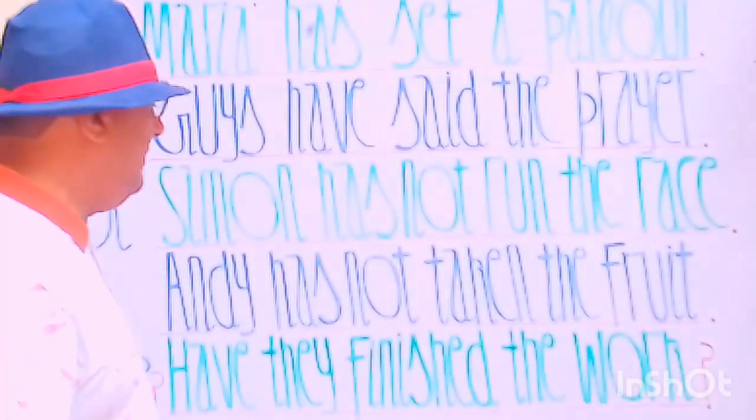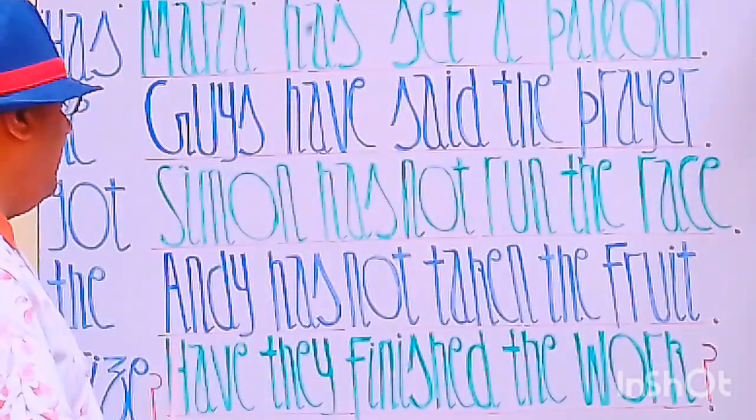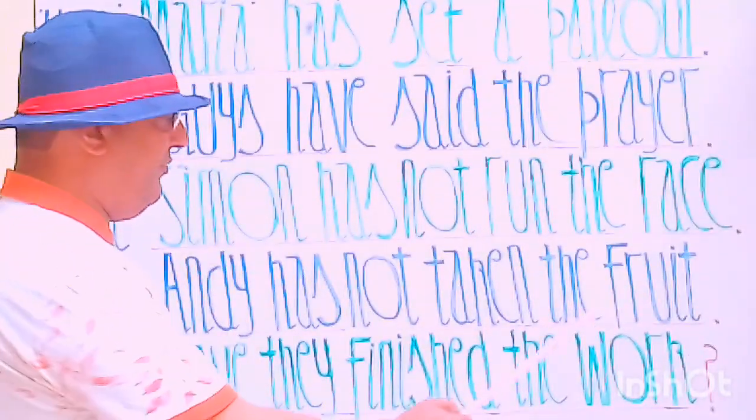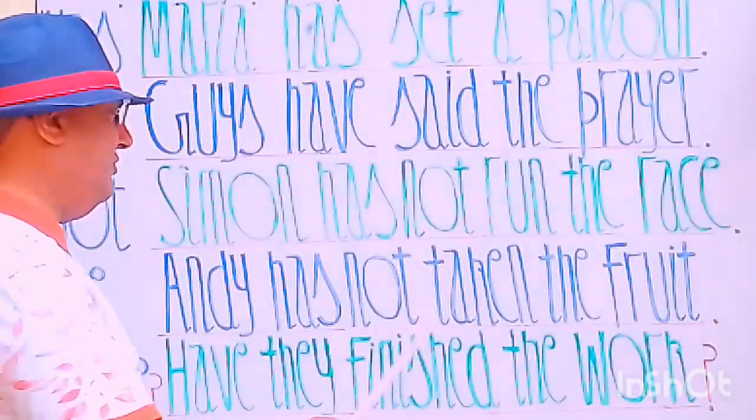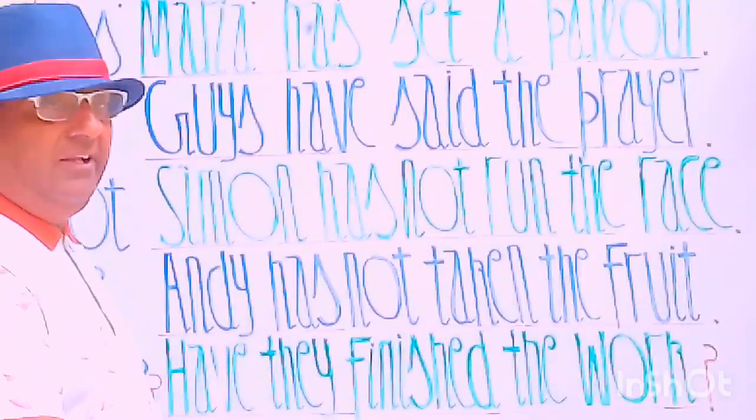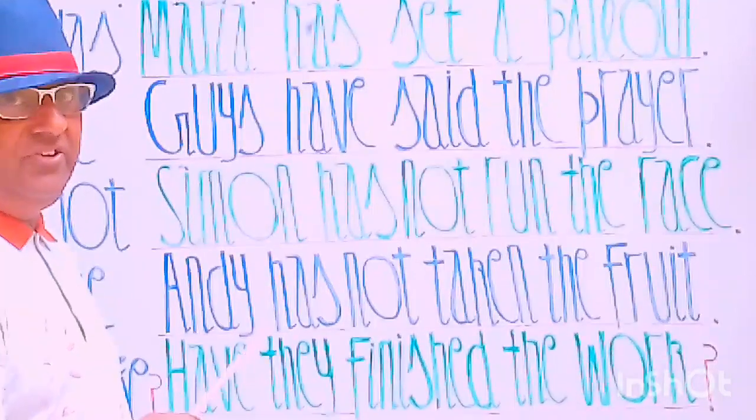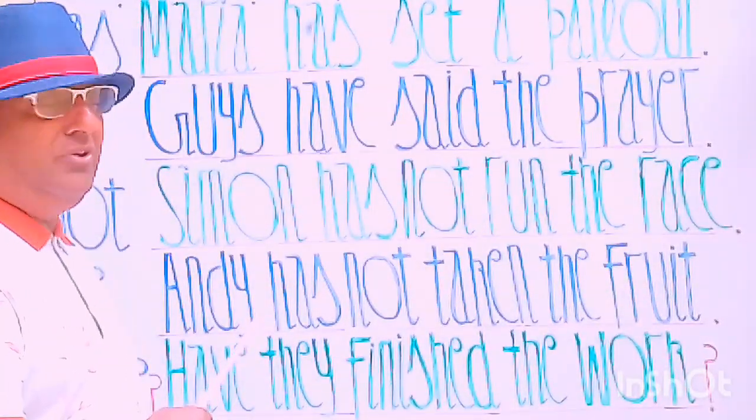Let's see the next statement. Andy has not taken the fruit. Andy phal nahi le chuka hai. Again you see, this is a negative sentence. Ye ek manfi jumla hai.